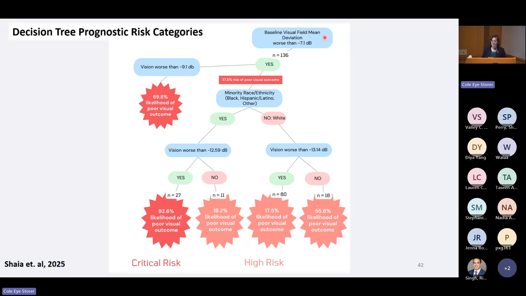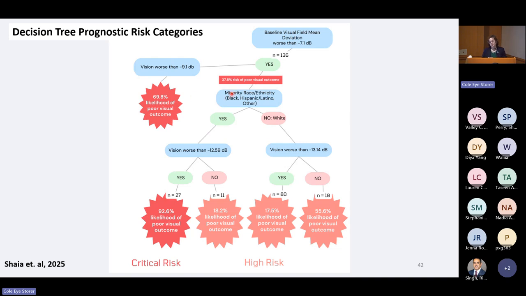Now, the first decision that the tree made was a patient who had a baseline visual field of worse than -7. So if a patient had a baseline mean deviation of worse than -7, they already had a 37.5% risk of having a poor visual outcome. So all of the elements in this group are considered critical or high risk patient groups. Now, if a patient at baseline had, let's say, a mean deviation of worse than -9, there was a 69.8% risk of having a poor visual outcome.